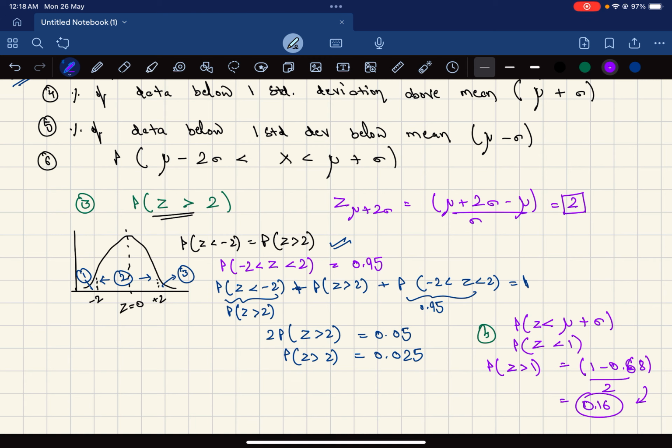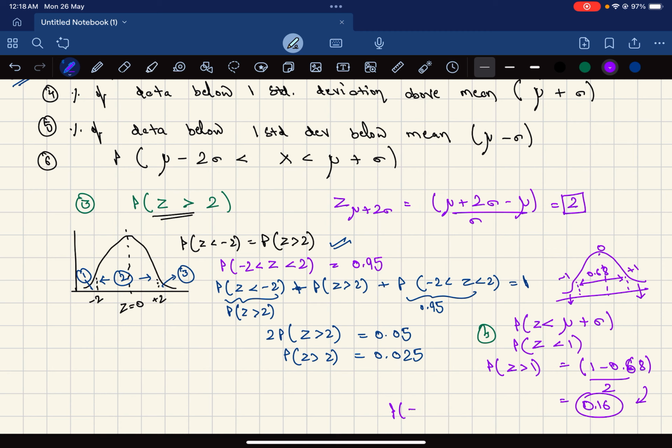So if we have a normal distribution and we have -1 here and +1 here, and this is 0. The total percentage in the middle we already know from the empirical rule as 0.68. Since the two tails have to be equal, each has to be equal to (1 - 0.68)/2, which is 0.16.